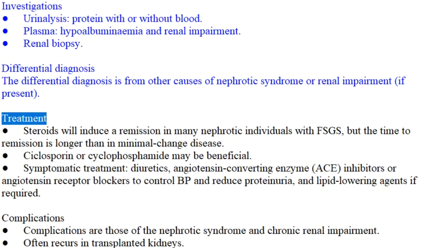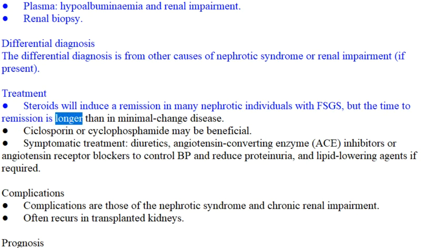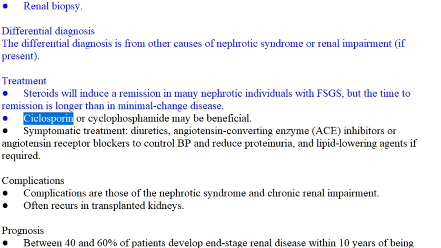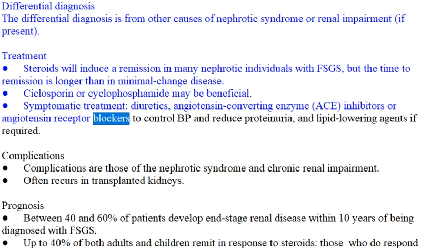Treatment. Steroids will induce a remission in many nephrotic individuals with FSGS, but the time to remission is longer than in minimal change disease. Cyclosporin or cyclophosphamide may be beneficial. Symptomatic treatment, diuretics, angiotensin-converting enzyme, ACE, inhibitors or angiotensin receptor blockers to control BP and reduce proteinuria, and lipid-lowering agents if required.